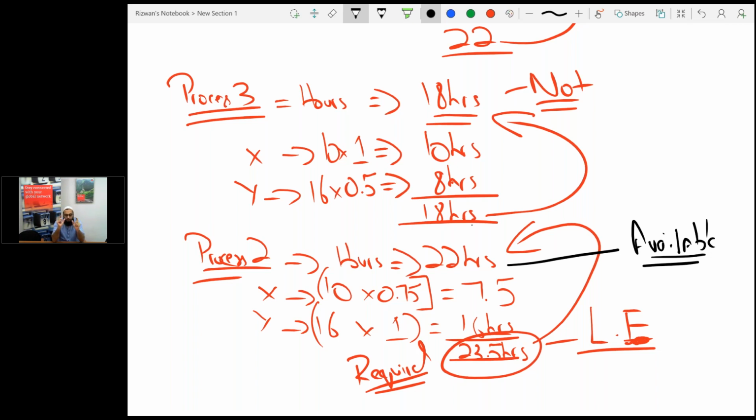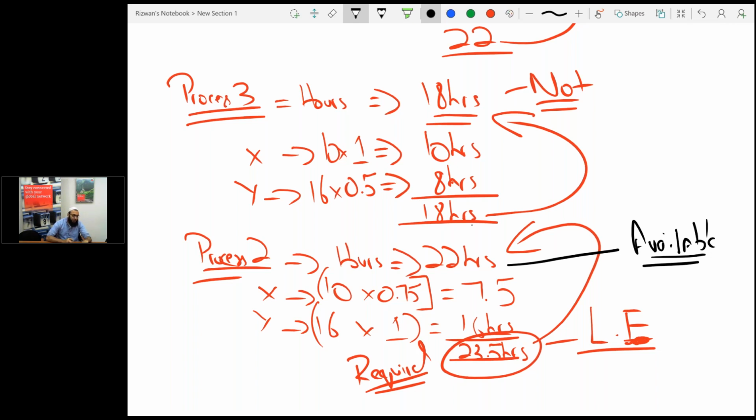The trick is compare required with available. If required are more and available are less, this is the limiting factor. If required hours are more and available are less, this is the limiting factor. And find the most limiting factor. Guys, so the answer is option A.